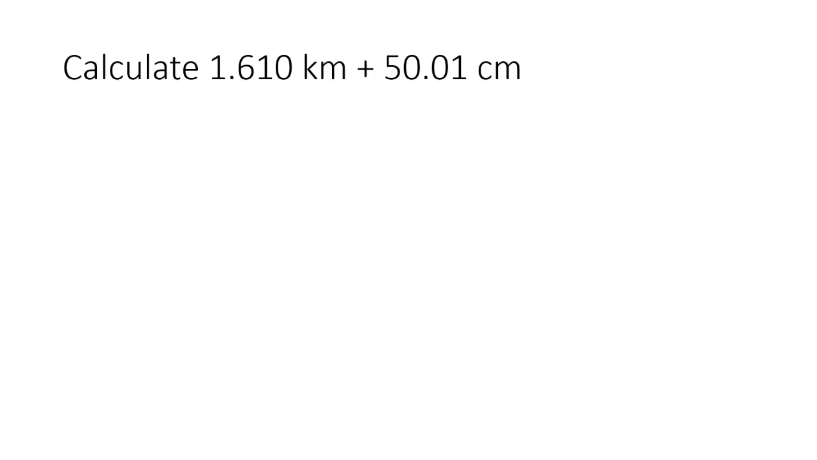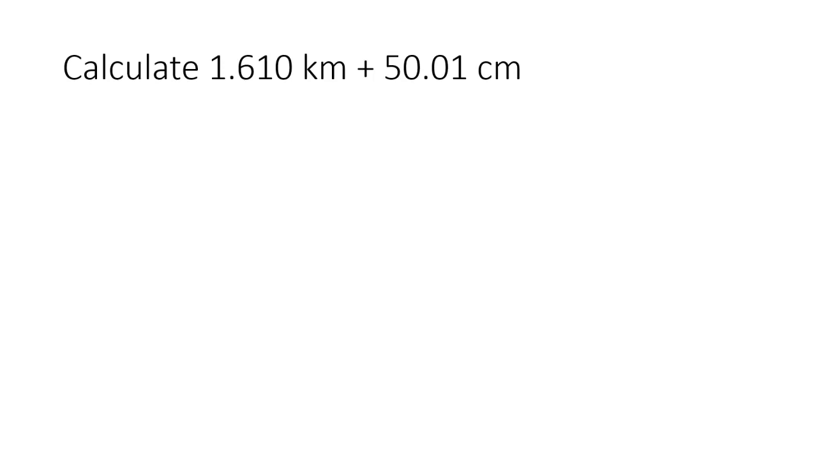Now, there are two ways of doing this. Both seem just as easy to me, but this is what I'm gonna do. I'm gonna get them both to meters. So 1.61 kilometers, I'm gonna turn it into meters, and 50.01 centimeters, I'm gonna turn that also into meters.